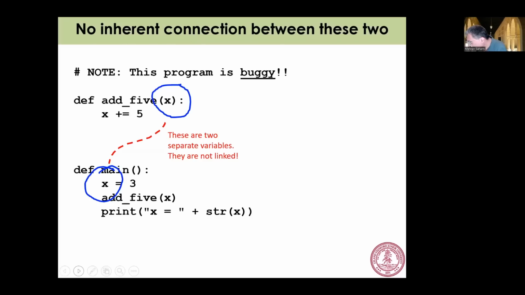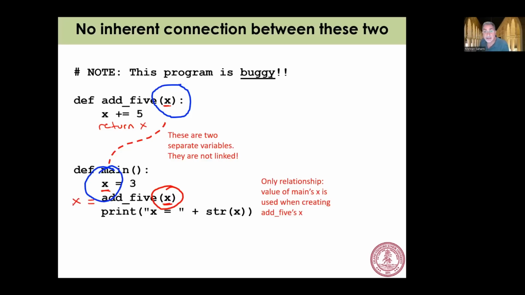Okay? So if we think about that concept, the x that's over here in add 5 and the x that's over here in main are two separate variables, even though they have the same name. Okay, and so as a result, the only relationship between the value of main's x and the add 5 function is that we're passing it in as a value or as an argument to the function that we're calling. And if we want that stored back in, then we need to return something here, like we need to return the updated value of x, and we need to assign that back to x for this to work.